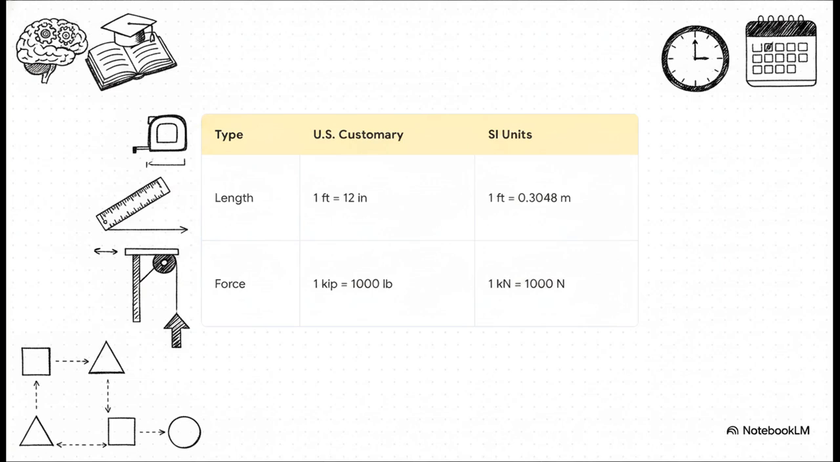I highly recommend grabbing a screenshot of these baseline conversions for your notes. For length, you need to instinctively know that 1 foot is 12 inches, or 0.3048 meters. For force, remember that 1 kip equals 1,000 pounds, and 1 kilonewton equals 1,000 newtons. Here's a huge FE Civil exam tip for you. While the NCEES reference handbook does actually have these conversions, searching for basic ones like kips to pounds wastes precious exam time. Memorization equals speed, and speed is everything.